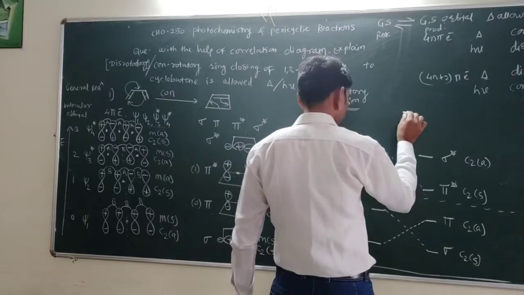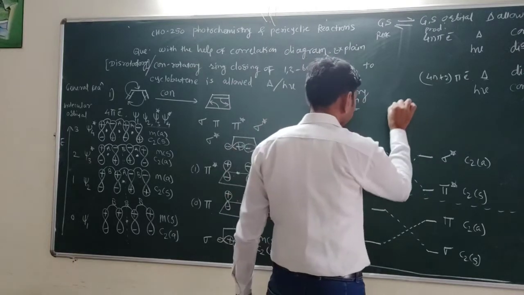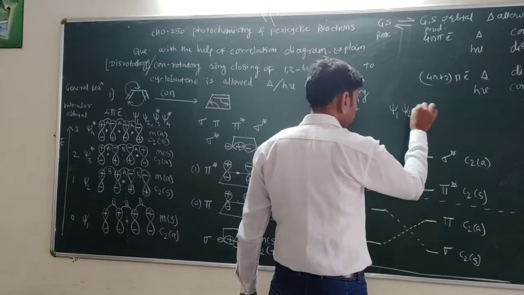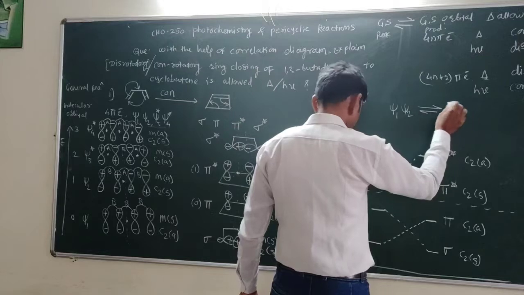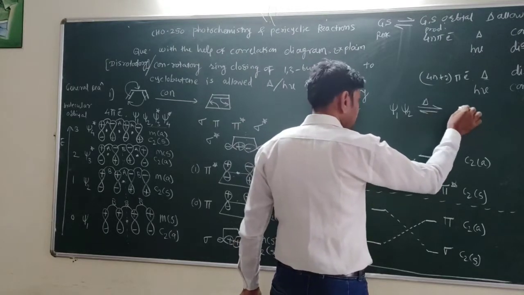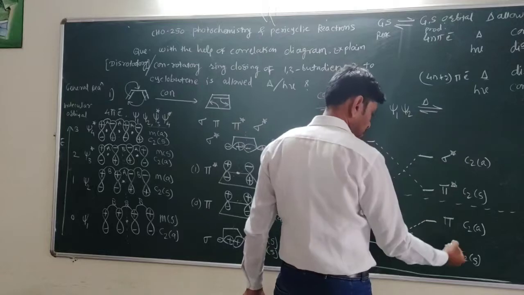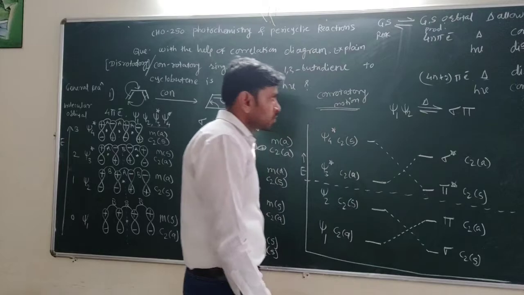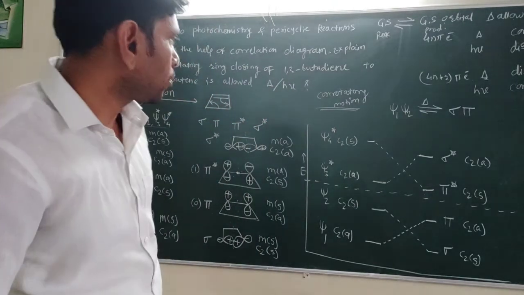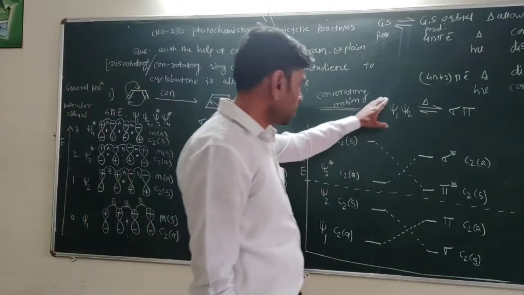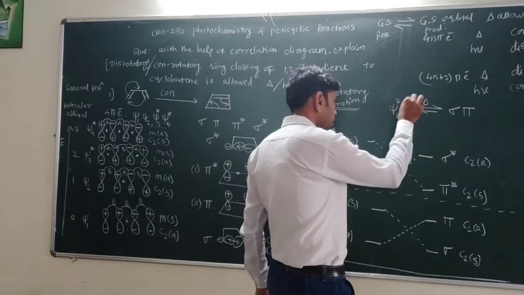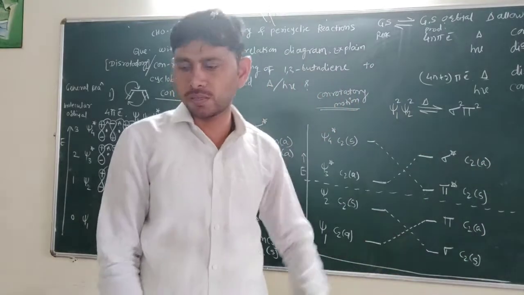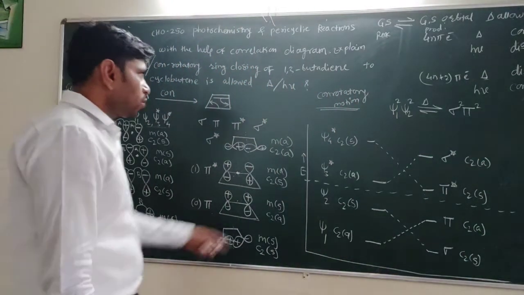See here, Psi1, Psi2, the ground state orbitals, correlate by the thermal mode of activation with the ground state orbitals, that is sigma and pi. So this is about the ground state orbitals. It contains 2 electrons. So the correlation is shown in this manner. So this is about conrotatory motion.